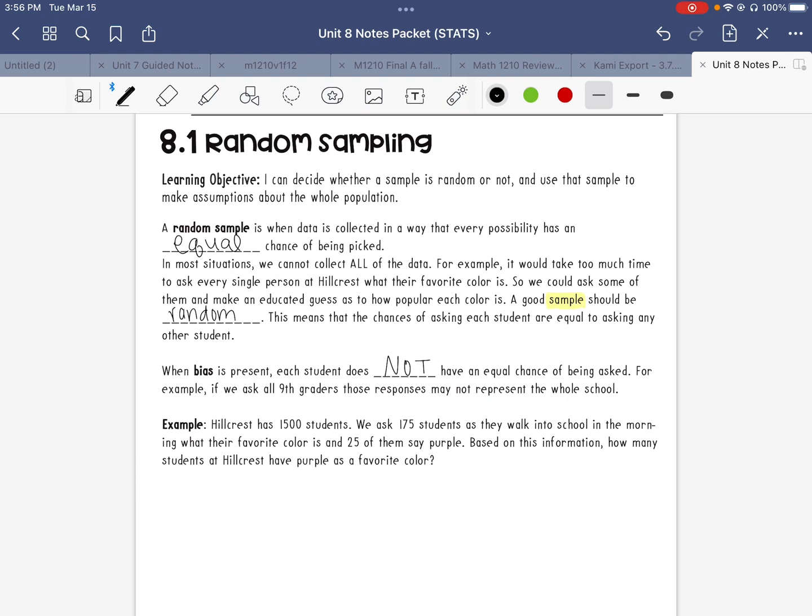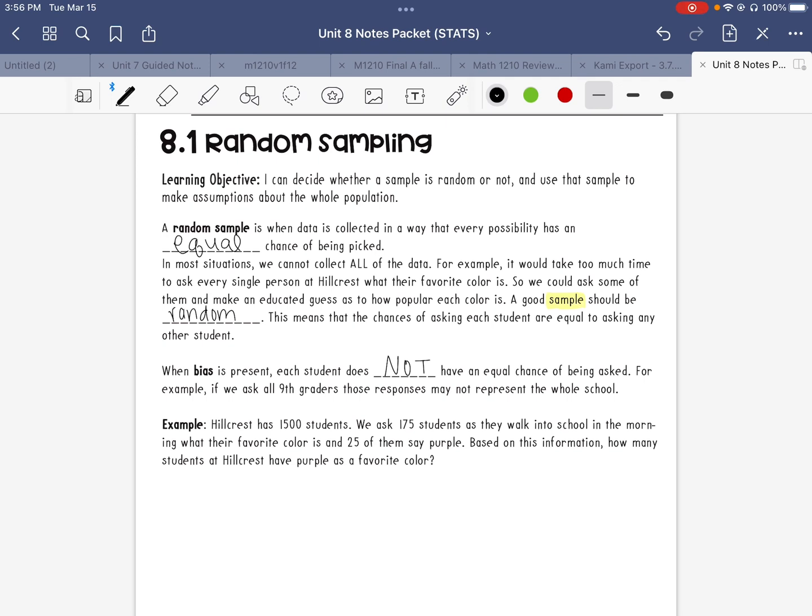Hillcrest has 1,500 students. We ask 175 students as they walk into school in the morning what their favorite color is, and 25 of them say purple. Based on this information, how many students at Hillcrest have purple as a favorite color? So first we have to decide, is this a good sample? Is this a representative sample of the whole population? And I would say yes. All of the students are going to come into class in the morning, right? They're all going to arrive to school.